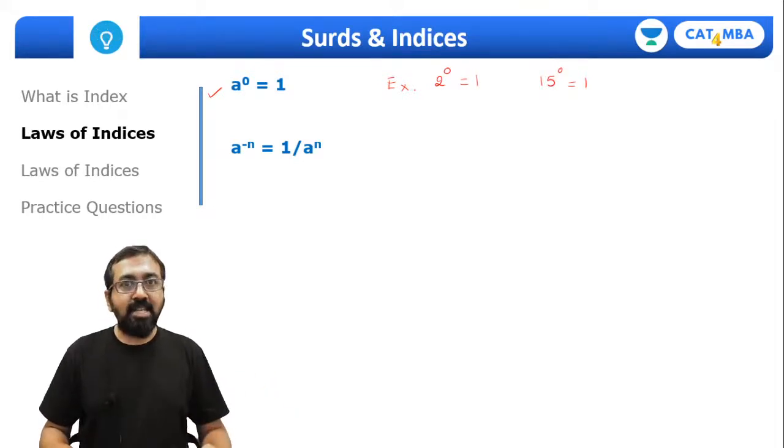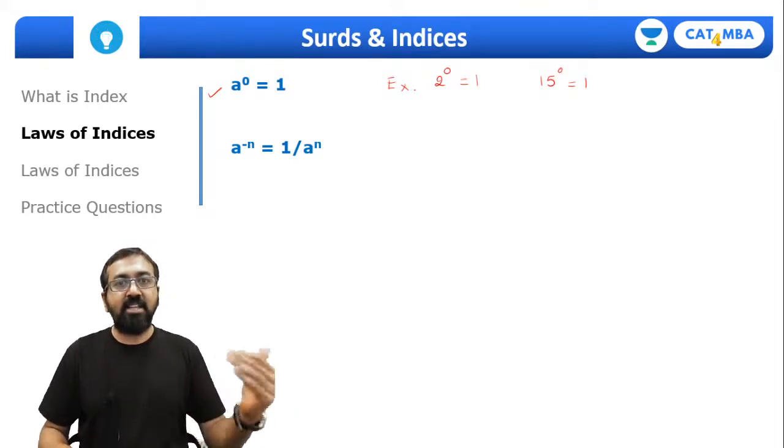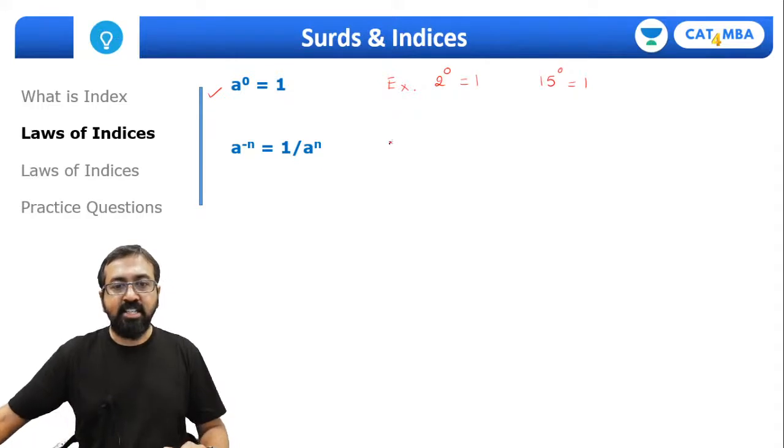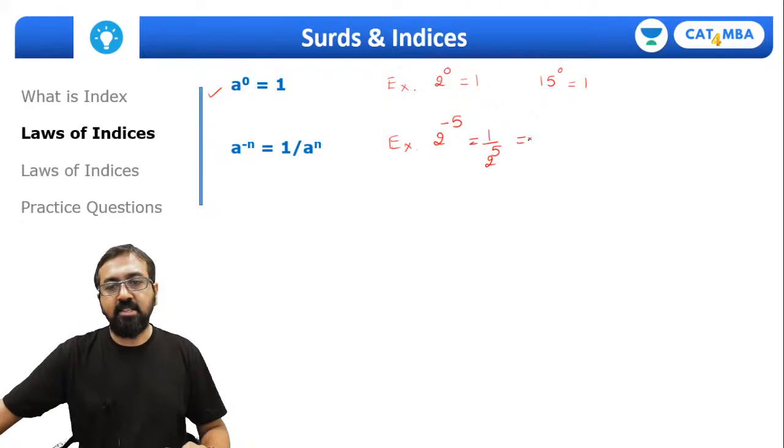The second rule says that if there is a negative power of any number, and you take the reciprocal of that number, then the power sign will be changed. So let's understand this once again through an example. For example, if I have a number like 2 raised to minus 5, it can also be written as 1 upon 2 raised to 5, and this is nothing but 1 upon 32.